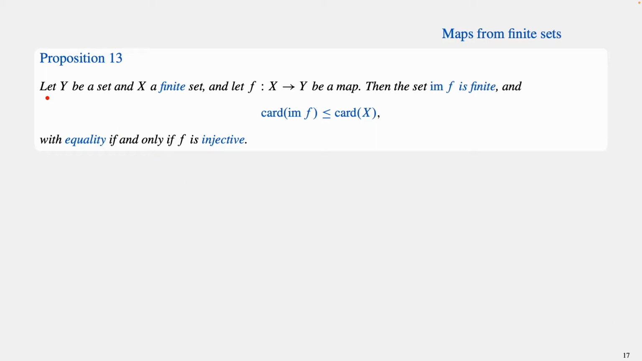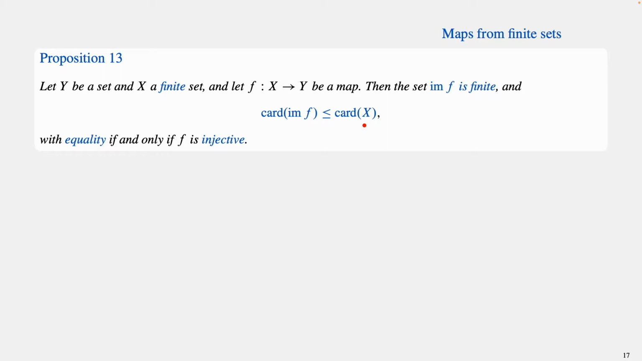Now let's have a fact about finite sets and maps. Here we take two sets x and y and we allow y to be any set, so we don't assume that y is finite. It could be finite, it could be infinite, we don't care. But x has to be a finite set, and we have a map f from x to y. Then, x being finite, the image f of x under this map is also finite, and the cardinality of the image is less or equal the cardinality of x.